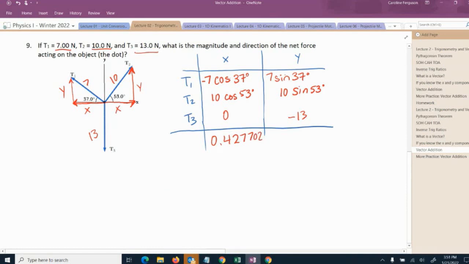And then 7 sine 37 plus 10 sine 53 minus 13. And I get negative 0.80094. So now I know what my x and y components are of my net force. So this is my net force. Net means when you add them all up, what do you get? So those are the x and y components of the net force.